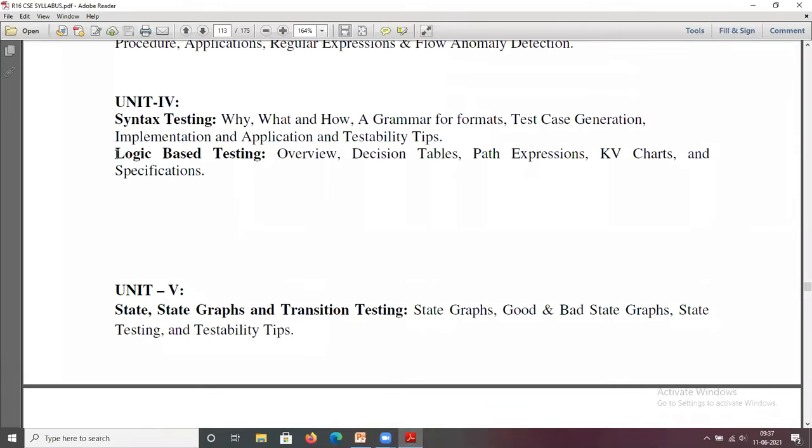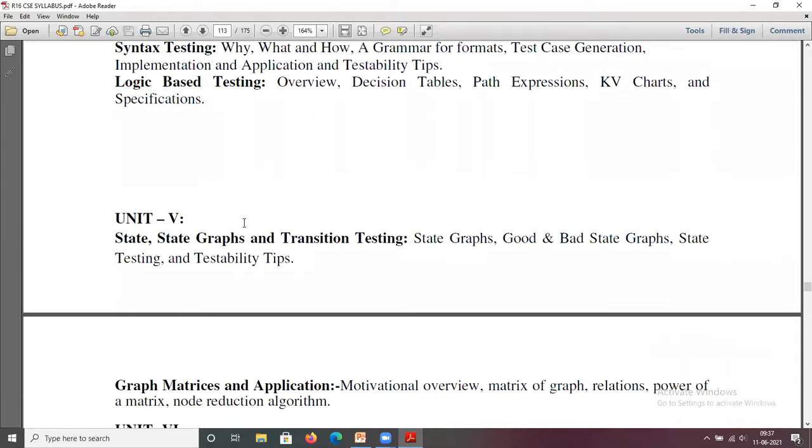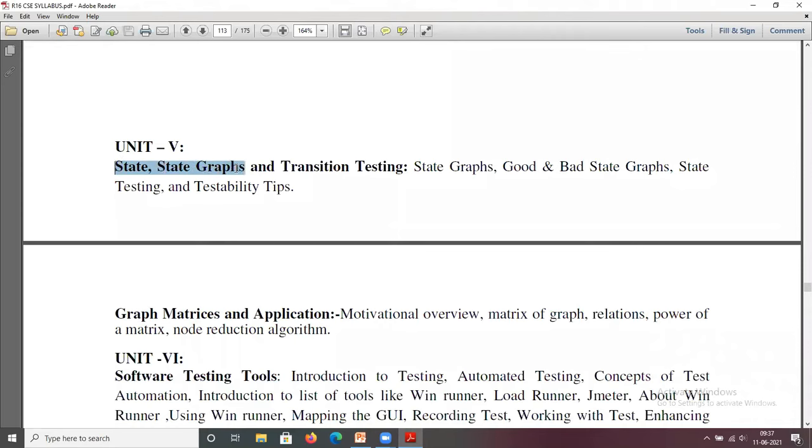So good morning, students. Last class we discussed logic based testing and we completed the fourth unit. In today's class we are going to learn about state graphs and transition testing. In today's class we are going to discuss state graphs. Okay. So what is a state graph?